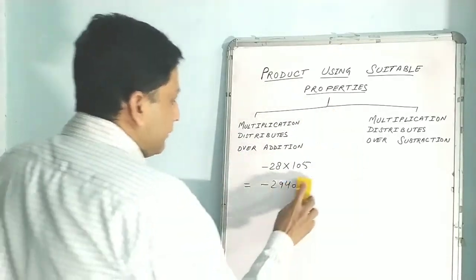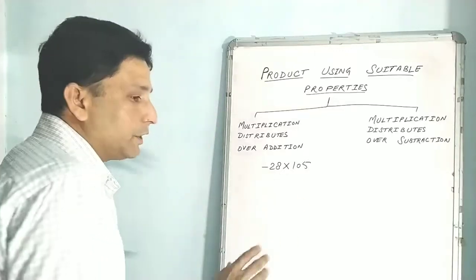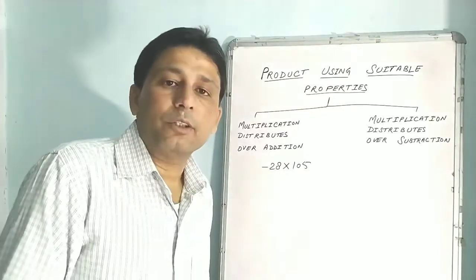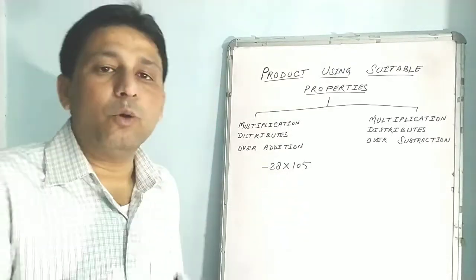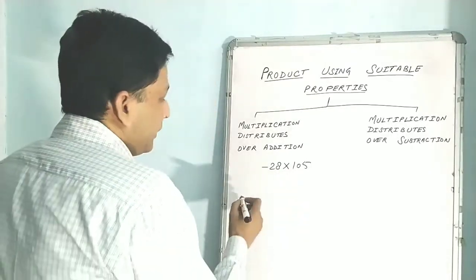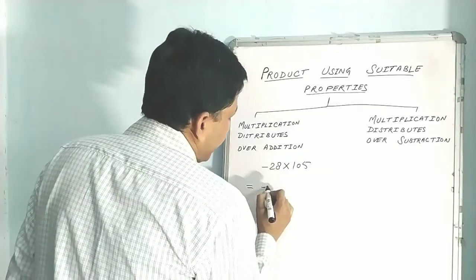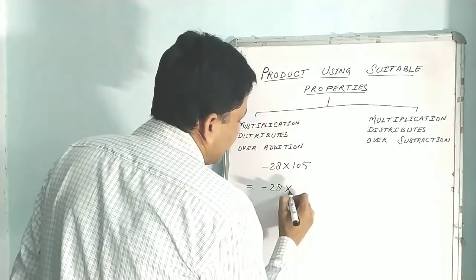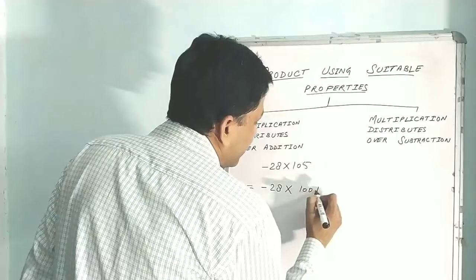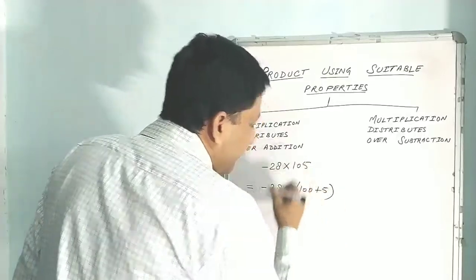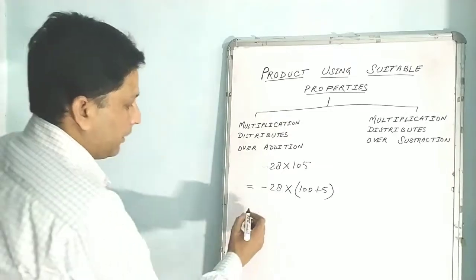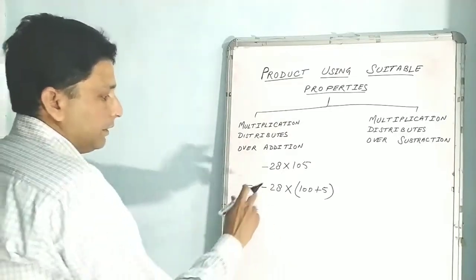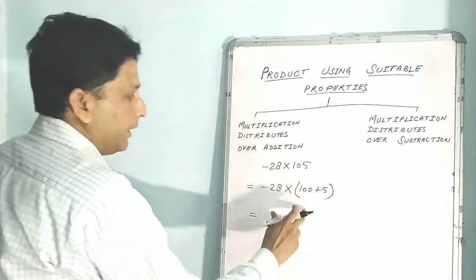So here we will break the integer which is close to 100 or 200 or 300 or 500. Here you can see 105 can be broken into 100 plus 5. So here in the next step we will write minus 28 into 100 plus 5. After breaking 105 we will get 100 plus 5. Now here we will multiply this minus 28 with 105.